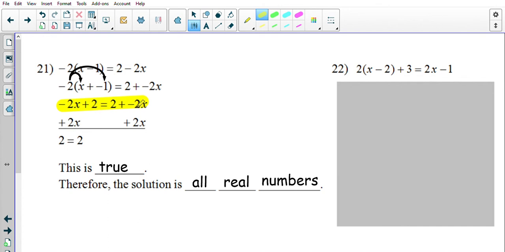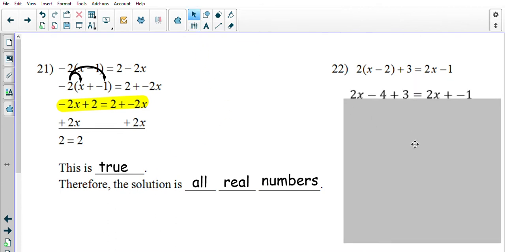But I could also add 2x to both sides to get a statement that is true. 2 equals 2. I've had students get 2x equals 2x. That's also always going to be true. So if you get something that's true, then the solution is all real numbers, or sometimes we just say all numbers. So any number that you plug in for x, whether it's a decimal, a fraction, a whole number, an integer, will make this equation true.